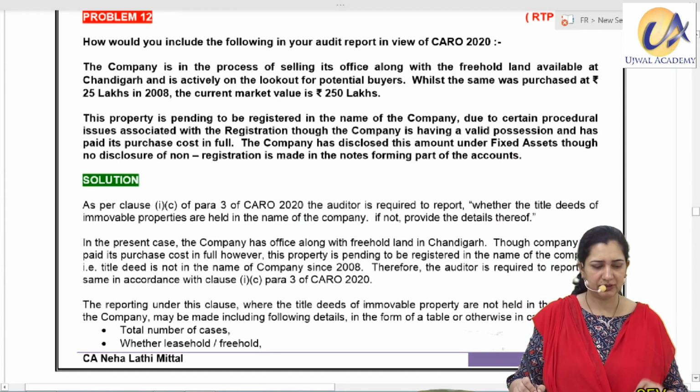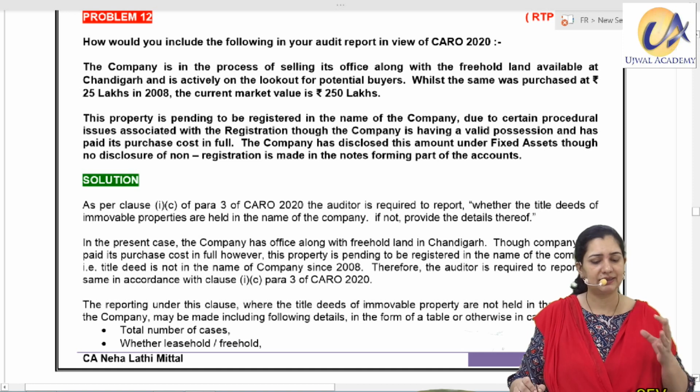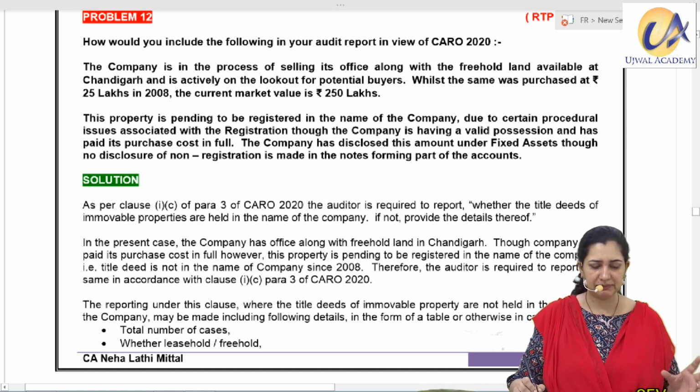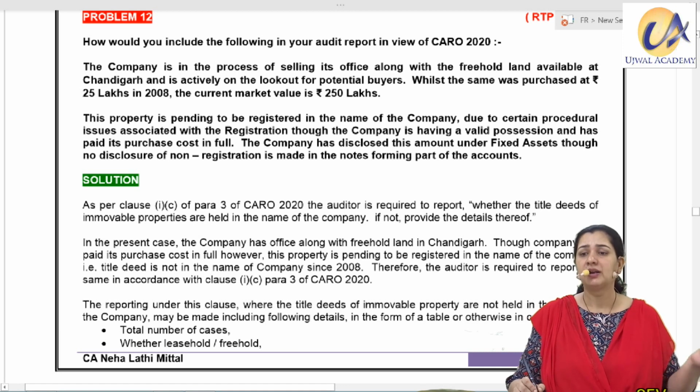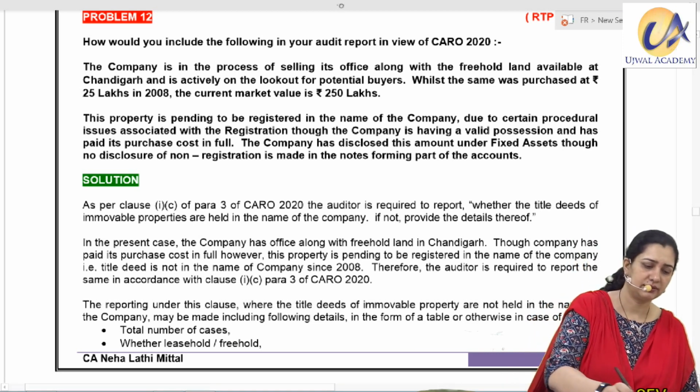Similar point. Problem number 12. Company is in the process of selling the office and they're looking for buyers. The current market value is so much. Property is pending to be registered in the name of the company due to procedural issues. They have disclosed it under PPE, but no disclosure of non-registration is given. So you should disclose as per Schedule 3 also. Plus the auditor also has to mention this point under Caro title deeds. Okay, this title deeds point.